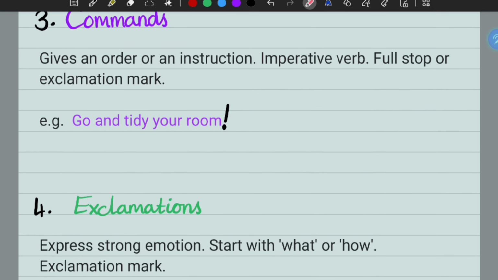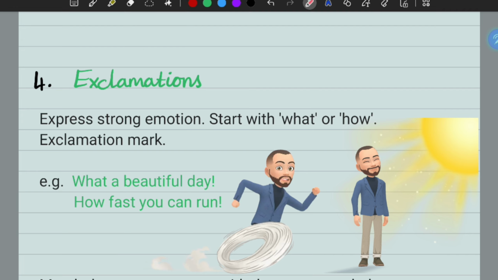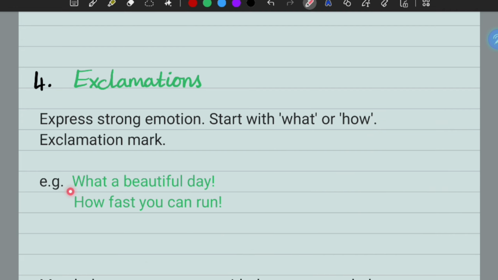And lastly, moving on to our fourth and final type of sentence, we've got exclamations. So they express something of strong emotion. They generally start with what or how, and they always have an exclamation mark at the end. So here I've got, what a beautiful day, or how fast you can run. And although these are question words, because usually I would say, how are you today? Or what do you want for dinner today? In this case, they're being used as exclamatory. So they have an exclamation mark at the end. They're not asking a question.